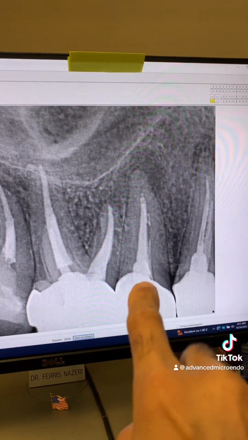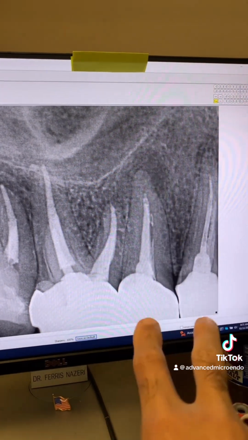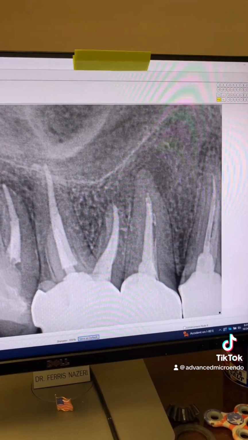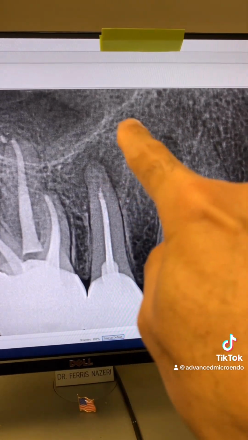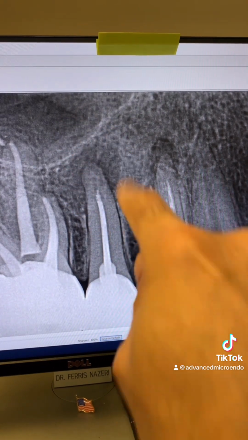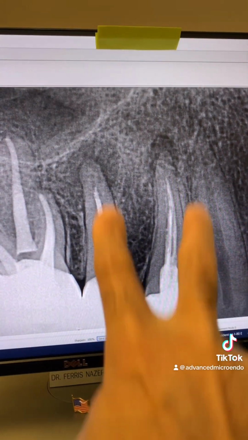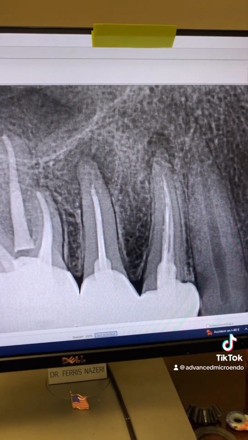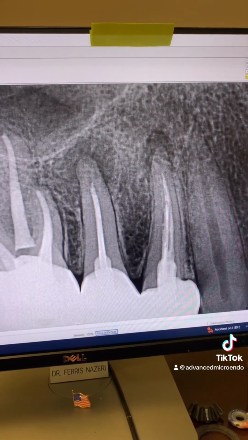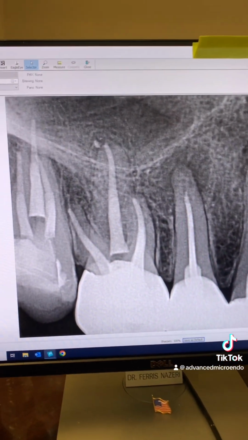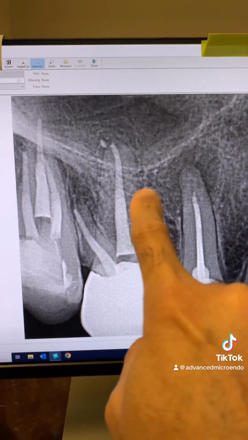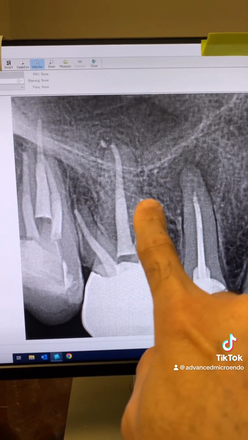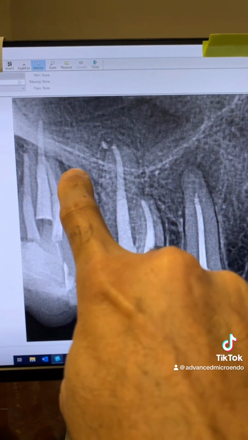But look at teeth number 4 and 5. These root canals were done in Romania. And take a look here. Periapical lucency here and a large periapical lucency here. All right, so we're going to have to redo both of these root canals. And look at teeth number 2 and 3. Yeah, I don't think there's anything there. And maybe there's a little something here.